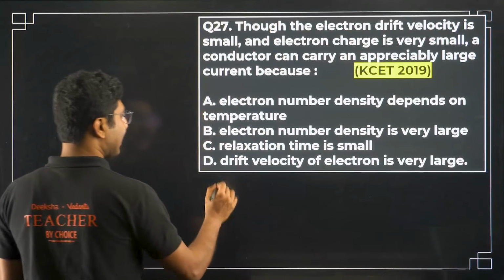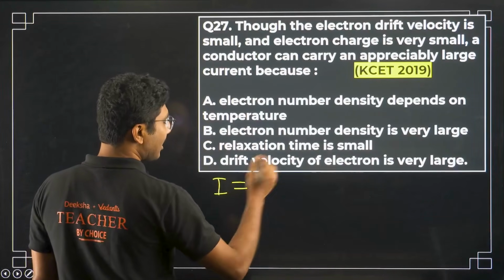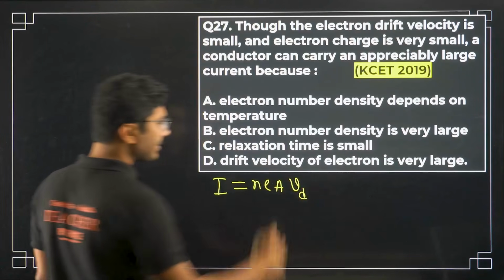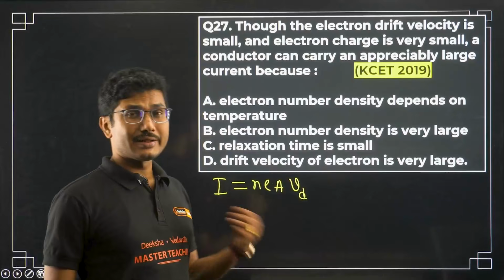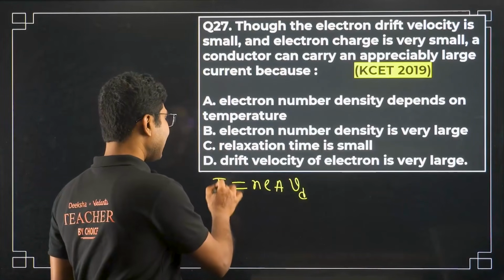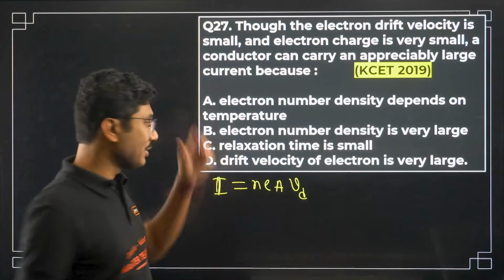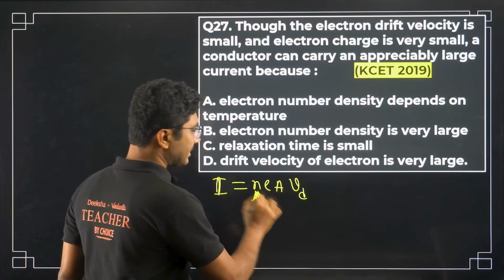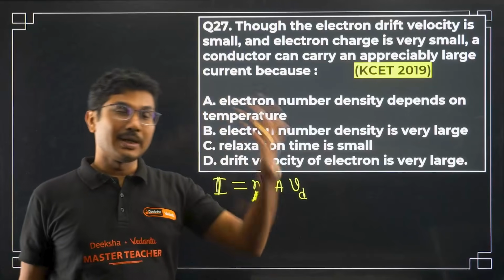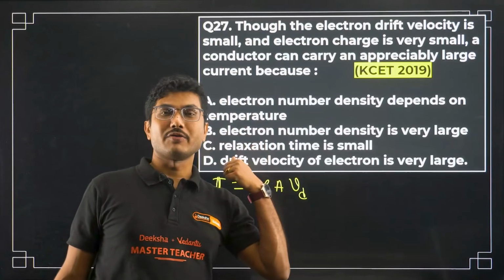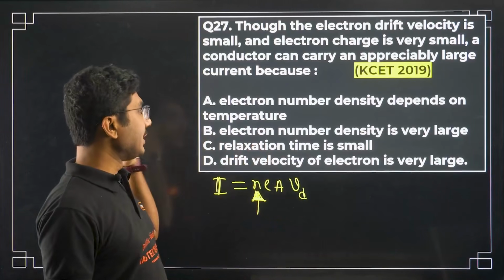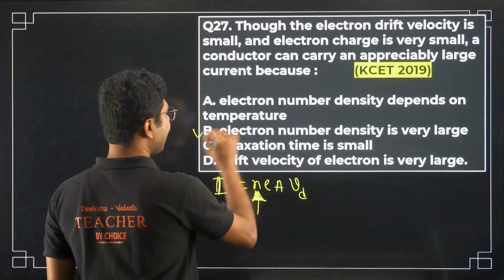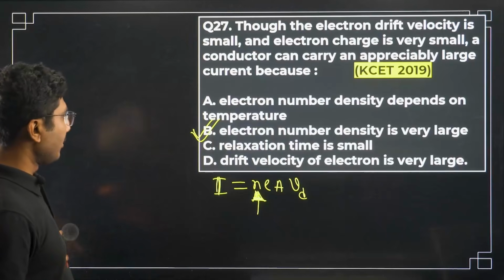So why can a conductor carry a large current even though the drift velocity is small and the area of the conductor is very small? Still the conductor can carry a large current because of the number density. If you have seen one question, number density is of the order of 10 to the power of 28, right? So electron number density is very high, electron number density is very large.